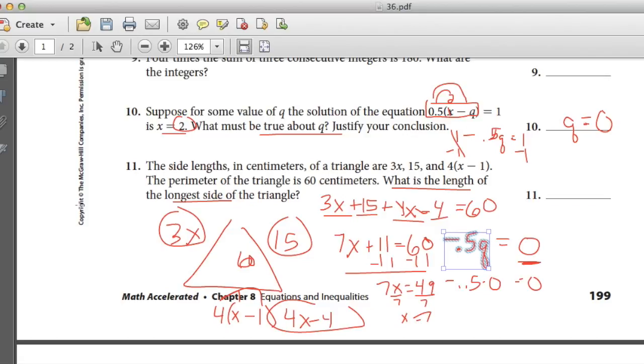Which means that this side right here is 21. This side right here is 7 minus 1, which is 6. 6 times 4 is 24. And of course, this side is 15. So the longest side of the triangle is 24 centimeters.